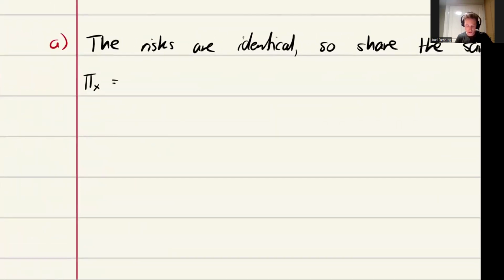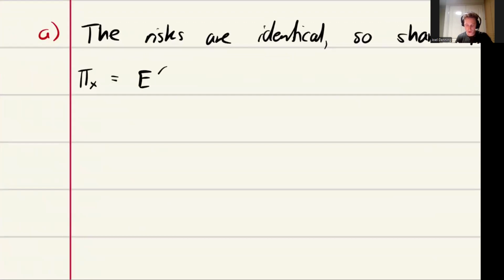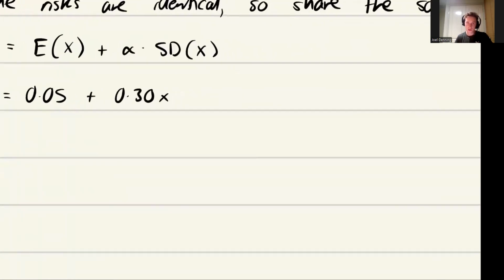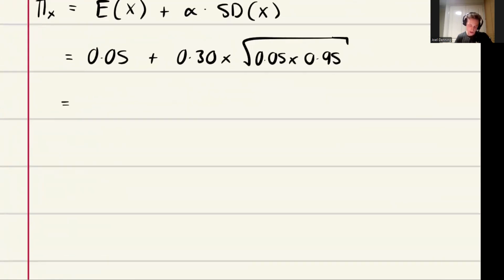Okay, so our standard deviation principle says the premium should equal the expected value plus alpha times the standard deviation. In this case, since it's a Bernoulli, the expected value is just p, which is 0.05, plus alpha, which was 30%, times the standard deviation, which should be root p times 1 minus p. So root 0.05 times 0.95. Plug that in your calculator, and you'll get 0.1154 to 4 decimal places.